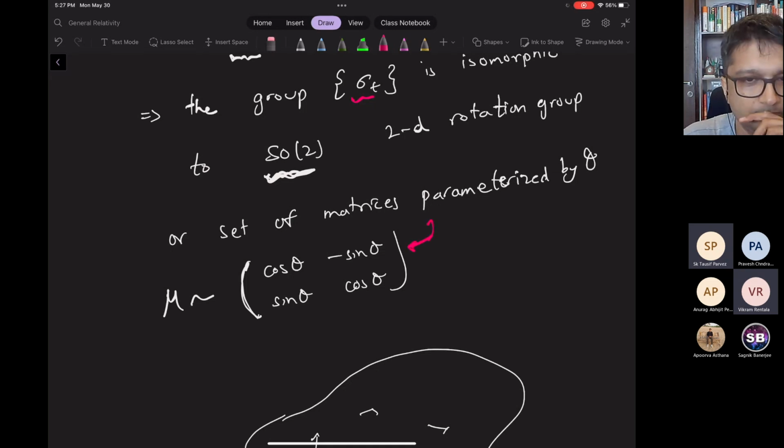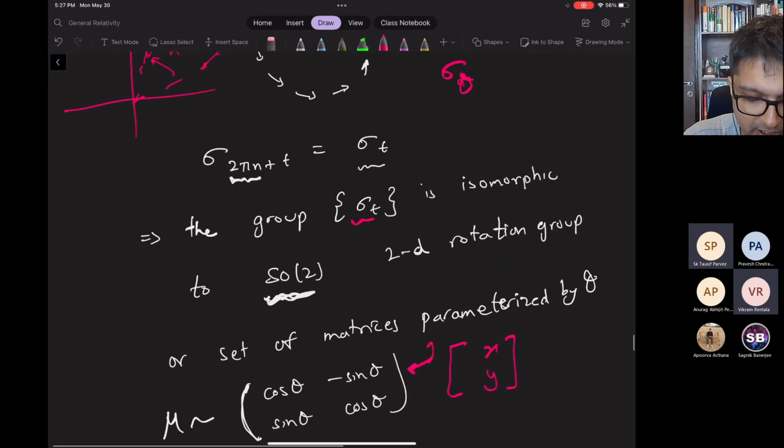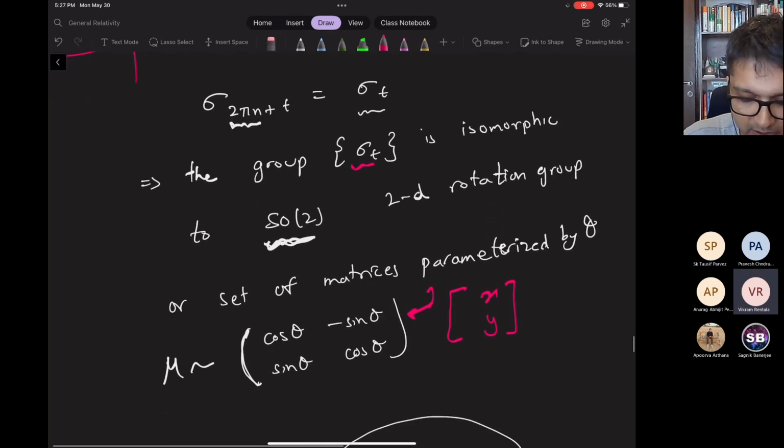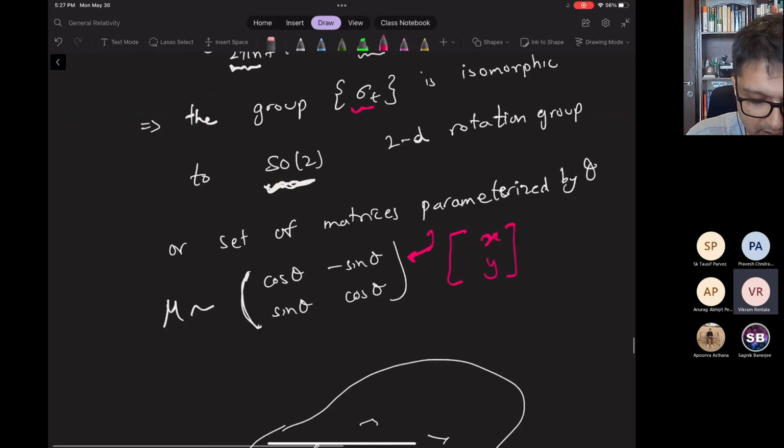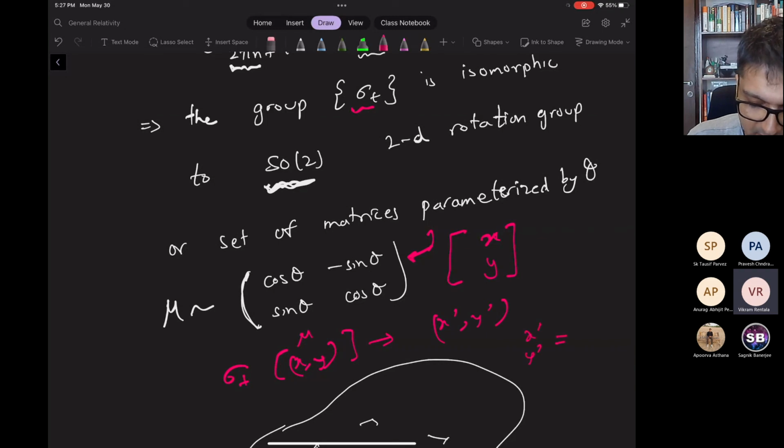Because that acts on points on the manifold. I mean, you could, right? You could think about this as, let me take coordinates x, y. So let me assign a point in R2 the coordinates x, y. Then sigma t is basically taking the point x, y, which is a point on the manifold, and returning for me the point x prime, y prime, where x prime, y prime is equal to this matrix acting on x, y.